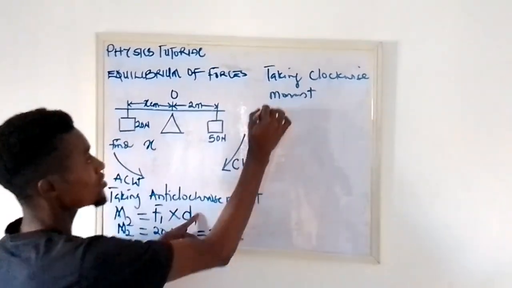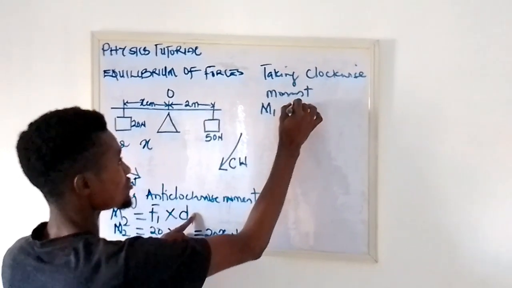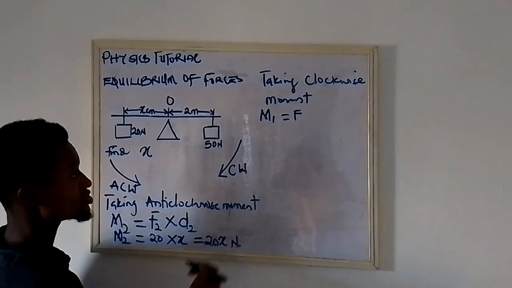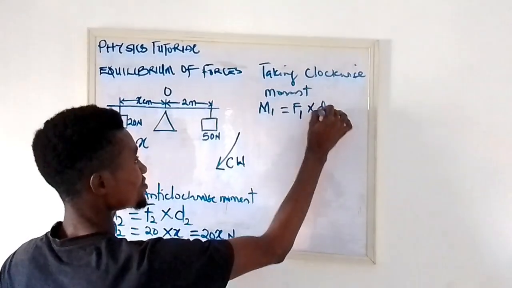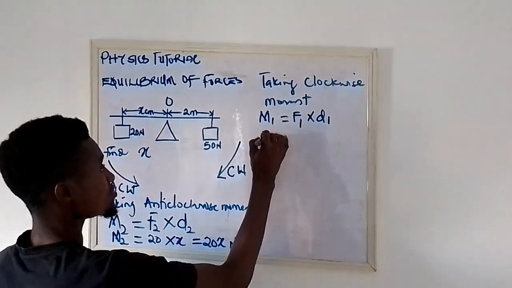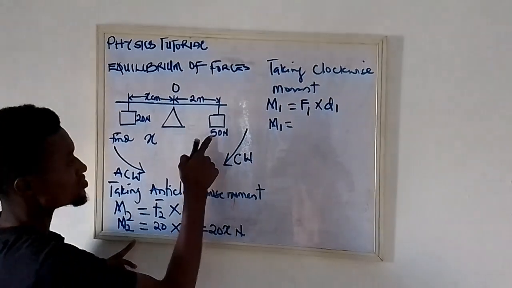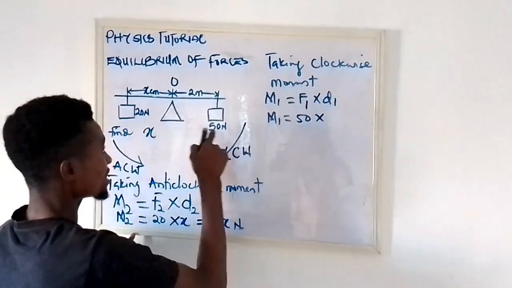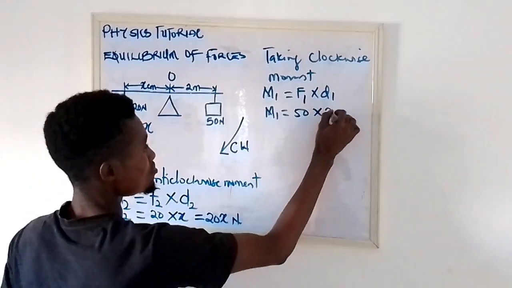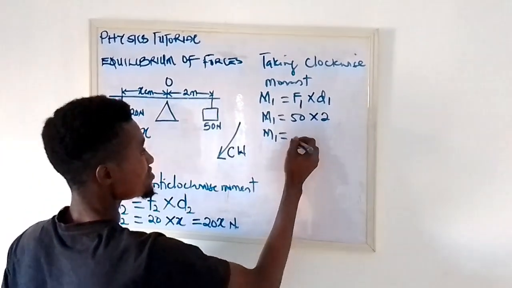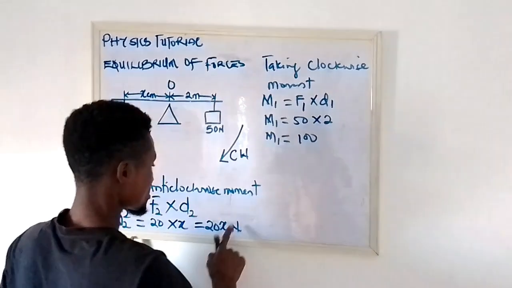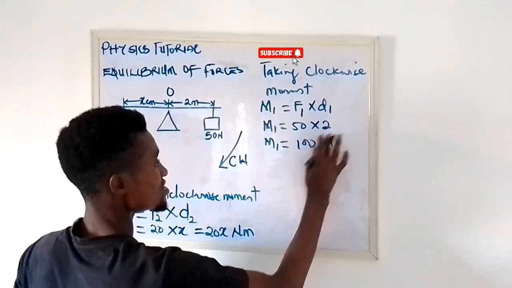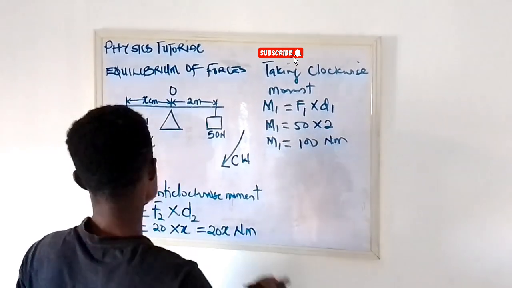this. We call it M1, which is equal to F2 multiplied by D2. So M1 now is equal to the value of this force, 50, multiplied by this distance 2. So M1 now gives us 100 Newton meter, and then this is the same thing as Newton meter.